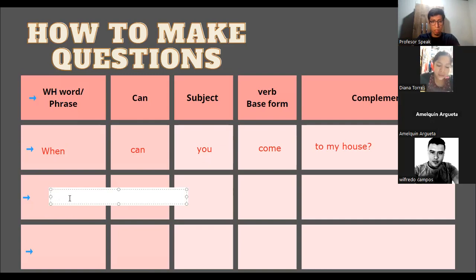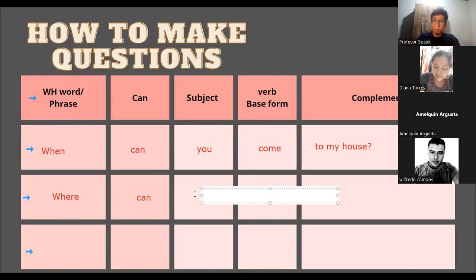Where can I buy a new car? Okay, but what is the subject? Buy. No, that is the verb. I, okay. Where can I buy a new car? That is perfect. A new car. Okay, very good. Where can I buy a new car?